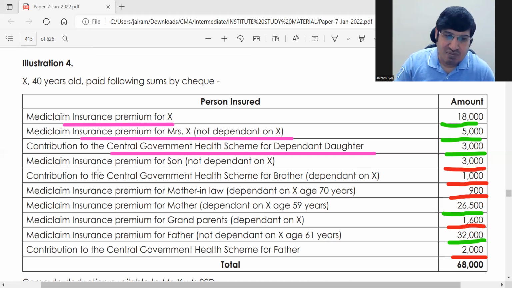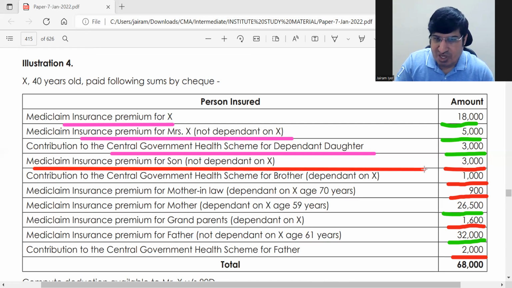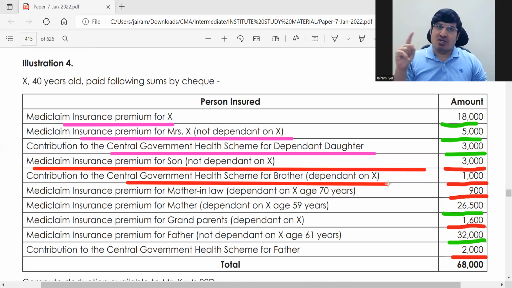Then mediclaim for son, not dependent. That is why I have put it in red. Since he is not dependent, you will not get it for children. Contribution to CGHS for brother is not allowable, it's only for parents, spouse or children. For brother it is not there, hence red. Mediclaim insurance premium for mother-in-law, not there, so red.